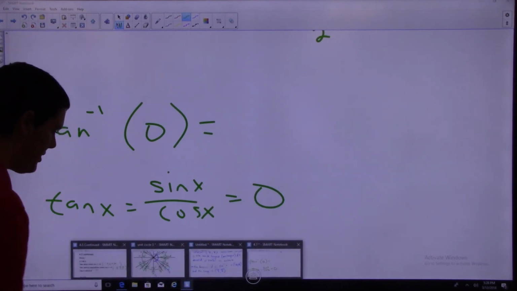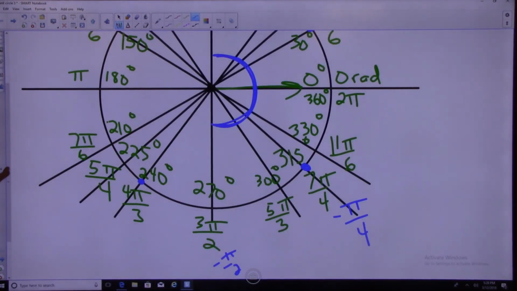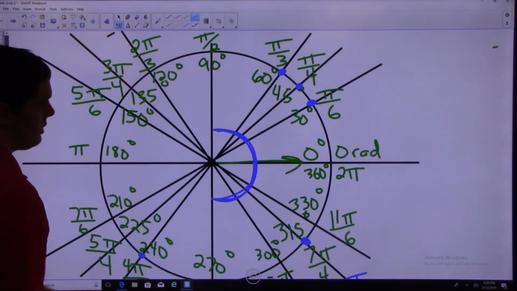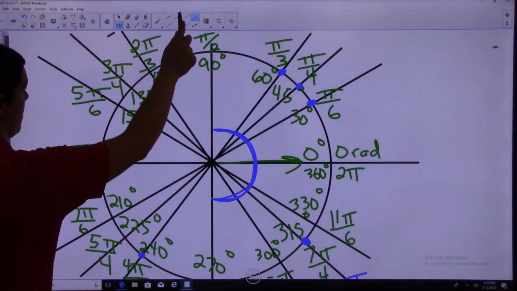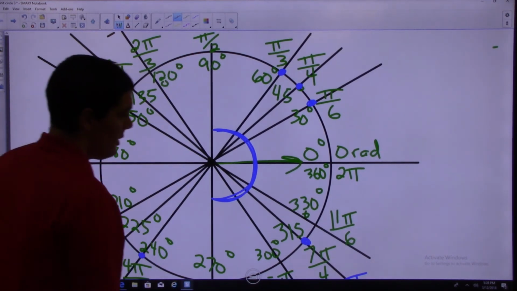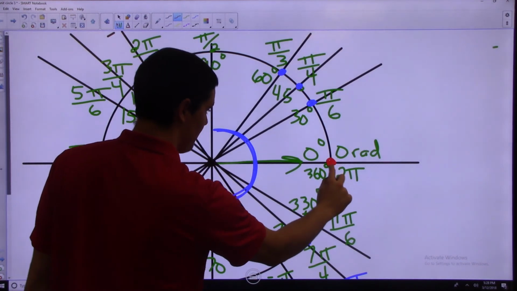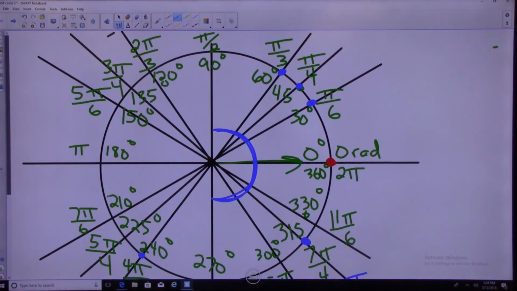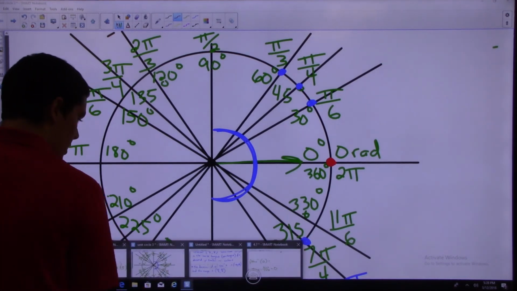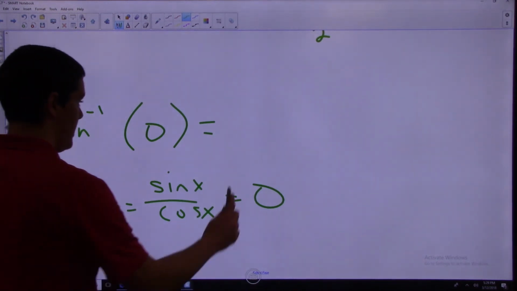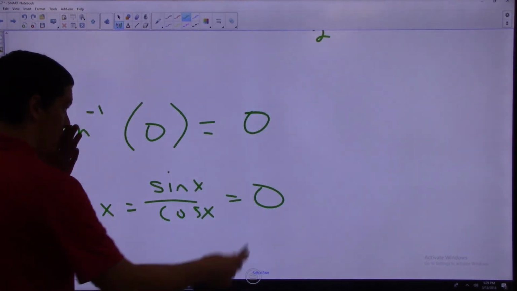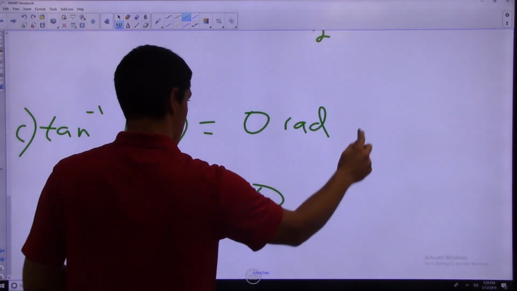So what is the angle from negative pi over 2 to pi over 2 where our sine ratio is equal to 0? Now remember, sine's y values, and hopefully you know it's this right here. So that point right there. So that right there is 0 degrees, 0 radians. So the answer here, the inverse tangent of 0, is 0 radians. There we go.